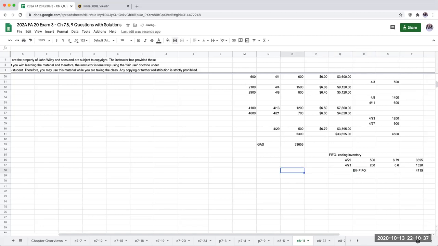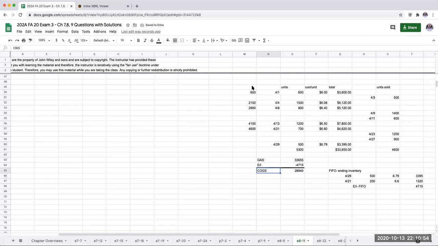Okay, so over here, my ending inventory is going to be 4,715. So my cost of goods sold is going to be 28,940. Okay, and let me go ahead and copy this down because I'll need it again.